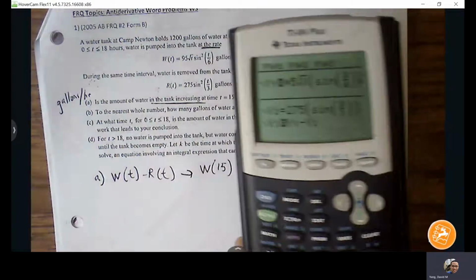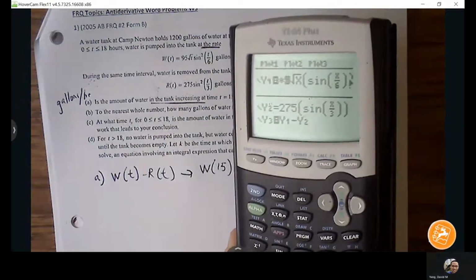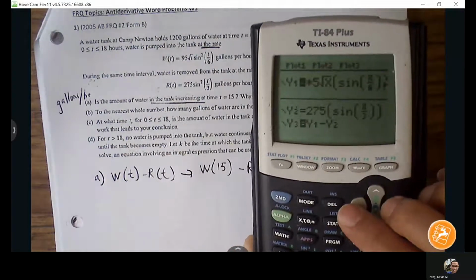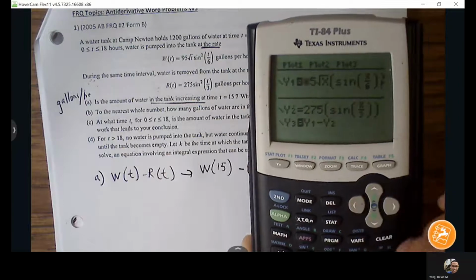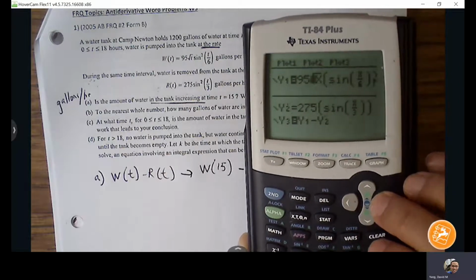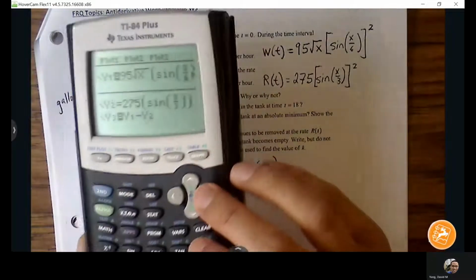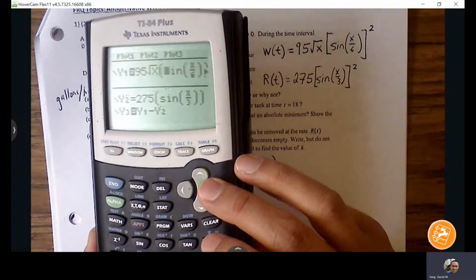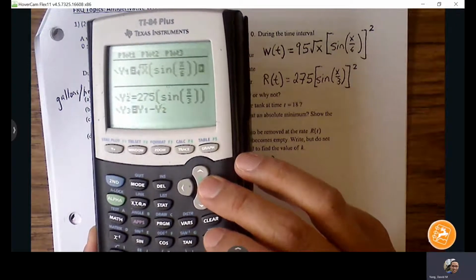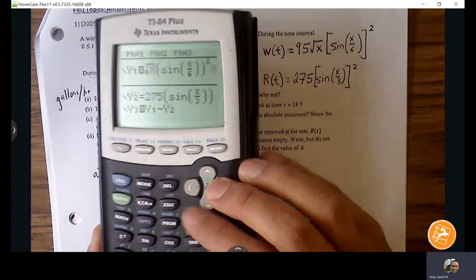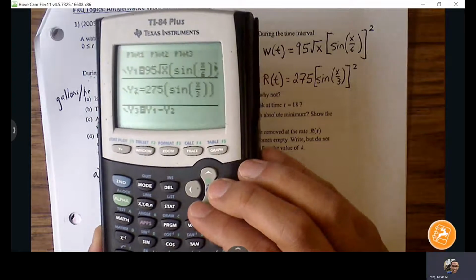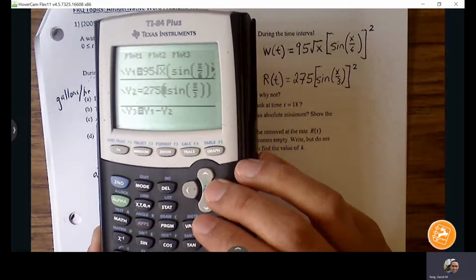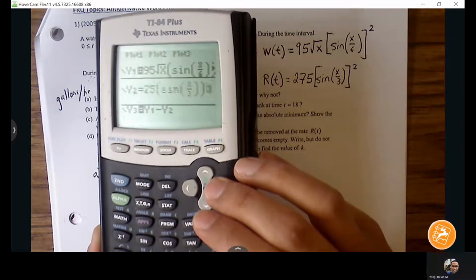Okay, so if you go to Y1, 95 square root of x, parentheses, sine of x over 6, parentheses squared. Same thing here. Y2, I'm going to let Y2 hold my R of t function. So 275, parentheses, sine of x over 3, parentheses squared.